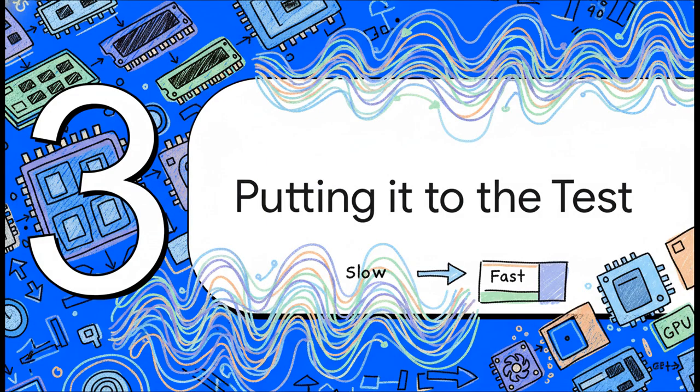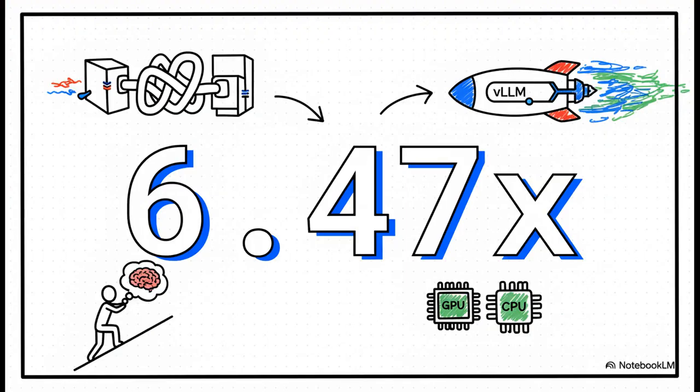Okay, so the theory is fantastic, right? It sounds great on paper. But what does this actually mean in the real world? Let's look at the performance numbers. This right here is the headline figure. A recent study found that, on average, vLLM gets 6.47 times higher throughput than the standard method from Hugging Face. And get this, that's on the exact same hardware.